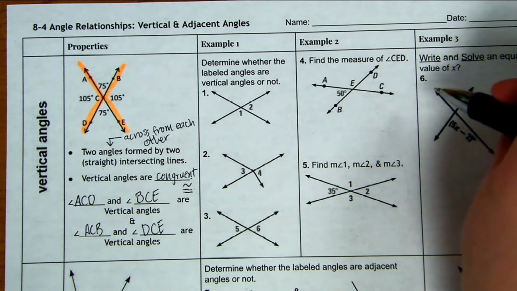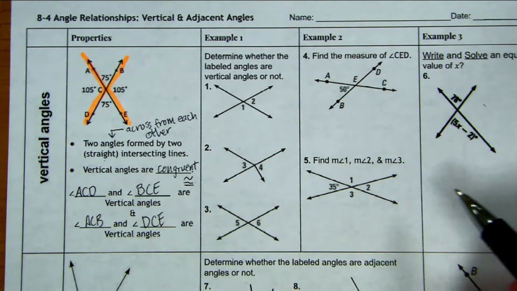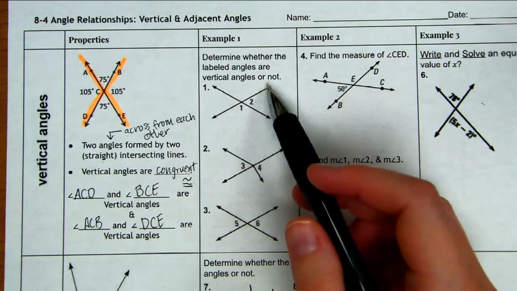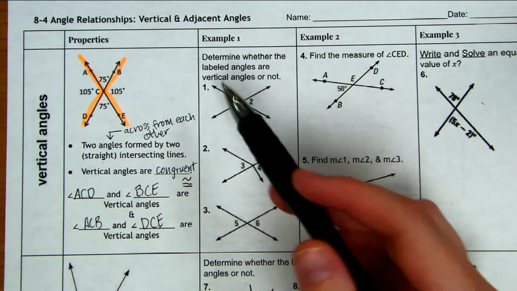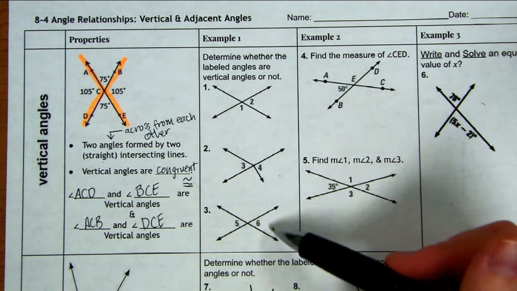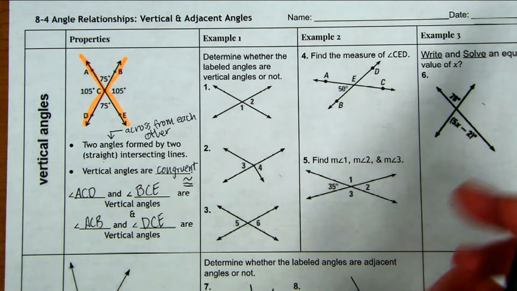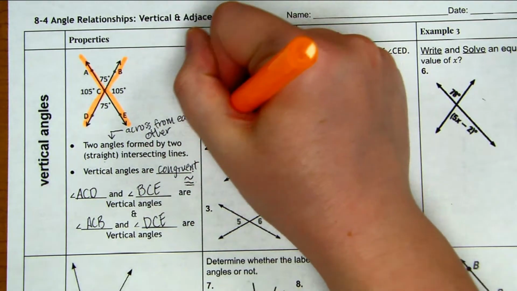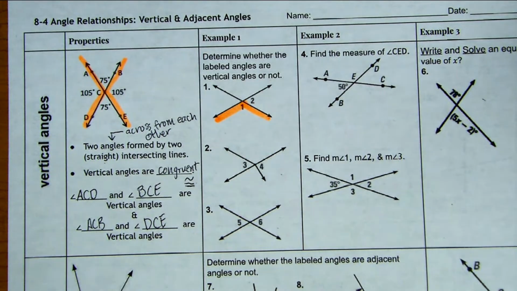All right, so let's look at 3 examples relating to vertical angles. So first of all, here we're asked to determine if the 2 labeled angles, so angles 1 and 2, 3 and 4, 5 and 6, are or are not vertical angles. Well, I find it helpful to trace the angles and look at their sides.